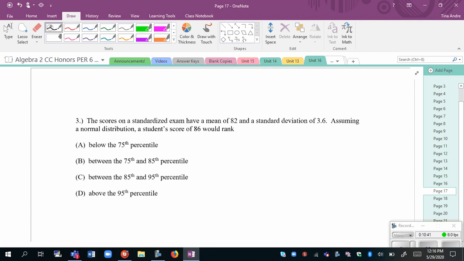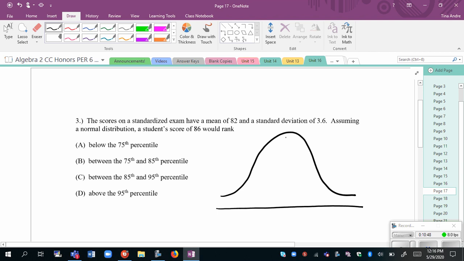That has to happen for us to keep drawing this normal curve and using it. So they should all say that in the problem. You're going to see it in the problems, but just so you know that it does need to be there. So my score of 82 and standard deviation of 3.6, we're trying to get to 86.